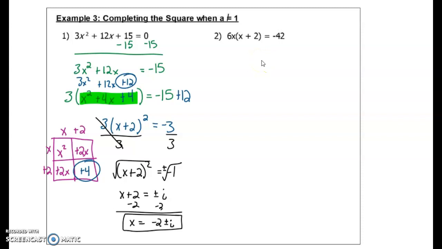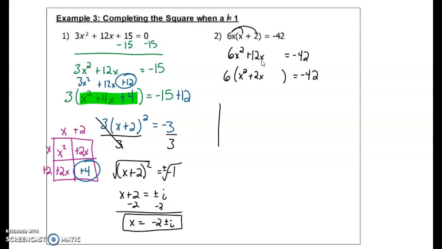Okay, so on this problem number 2, I need to multiply the 6x throughout. I cannot go ahead and complete the square until it is in standard form. So I have 6x squared plus 12x. I'm going to leave a space and equals negative 42. Now we're going to factor out the 6 because it's the GCF. So we're going to have, in parentheses, the x squared plus 2x. And we still have the 6 outside, and the equals negative 42.